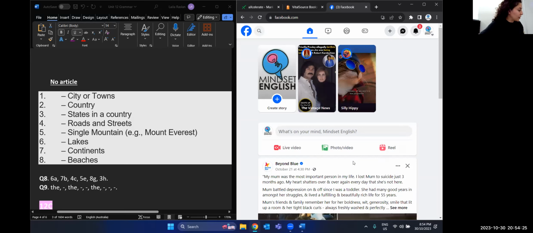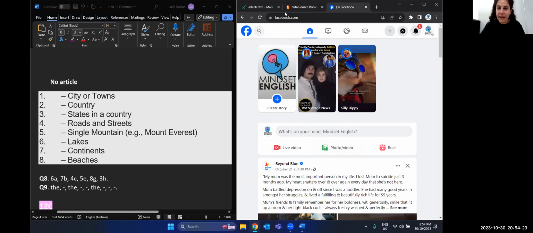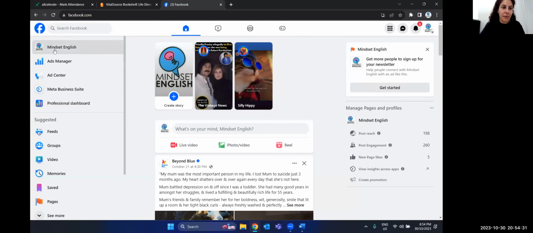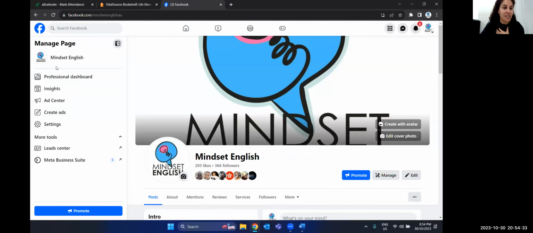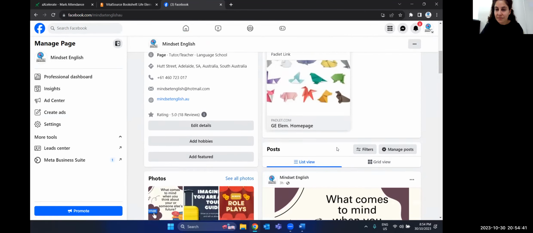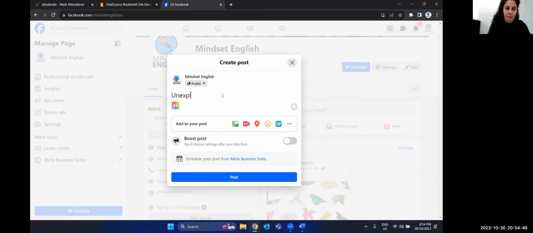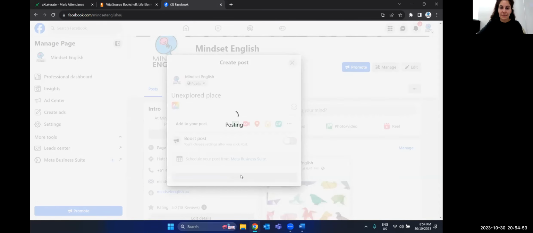We're going to go back to question 7. You remember how I was asking you to talk about a place? So I talked about the Daintree River forest that was in Queensland. So now you're going to write about your own place. So remember, an unexplored place. So I'll just put the post, unexplored place.